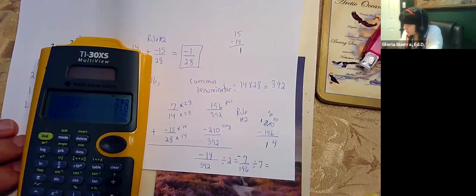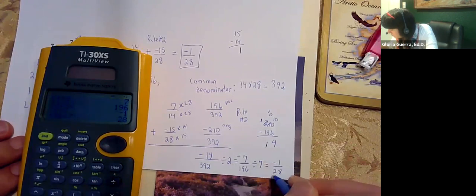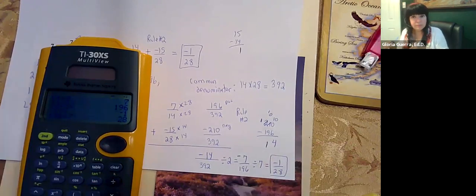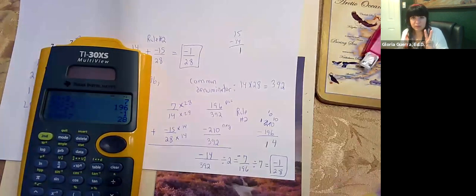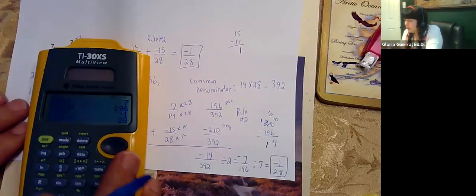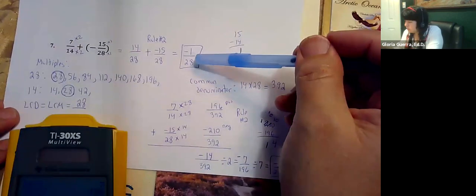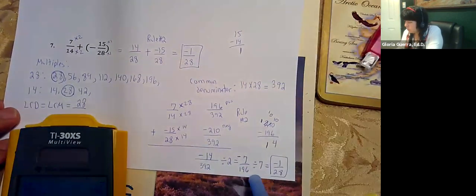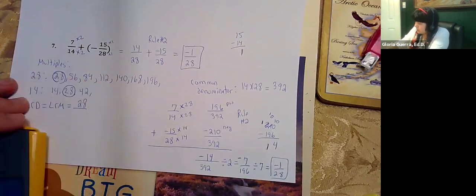Negative 7 divided by 7 is negative 1, and 196 divided by 7 is 28. So see how both students get the same answer? Just this person has to reduce twice. This time we didn't have to reduce on this one. But this one you had to reduce at least twice, by 2 and by 7, or you could have reduced once by 14.